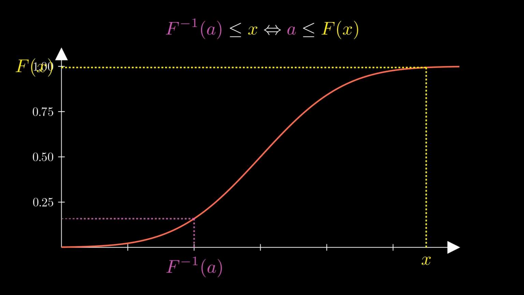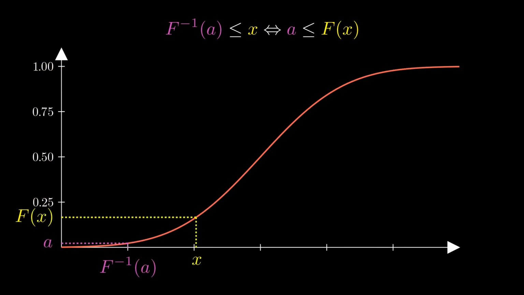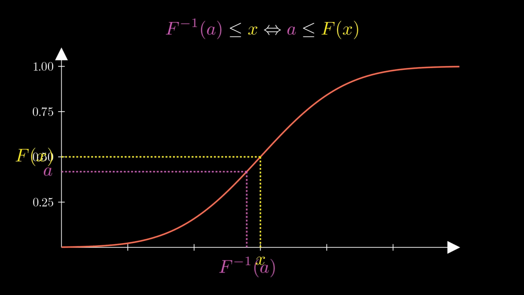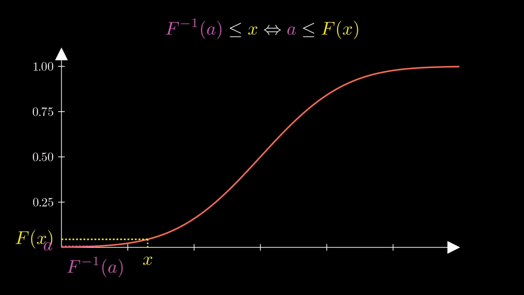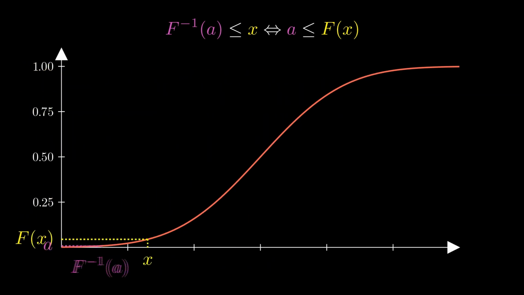F inverse of A maps output back to our input. If X is our CDF input, F of X is our CDF output. If our pink value is less than the yellow value on one axis, then it is necessary and sufficient to say the pink value must be less than the yellow value on the other axis as well.